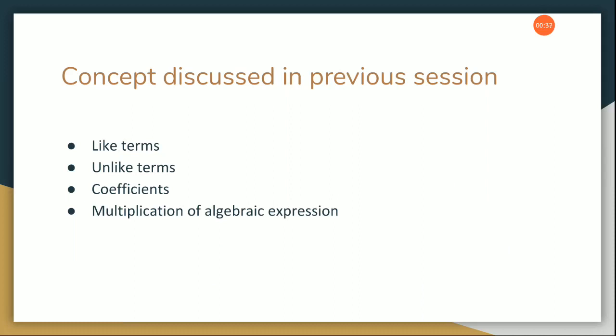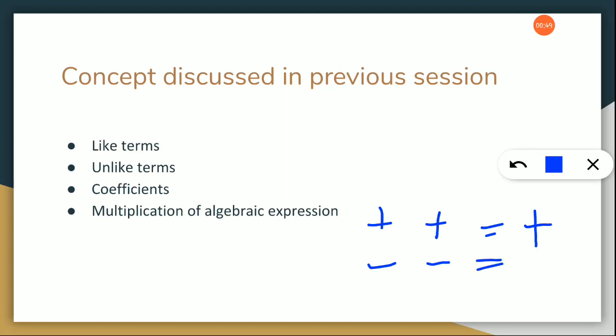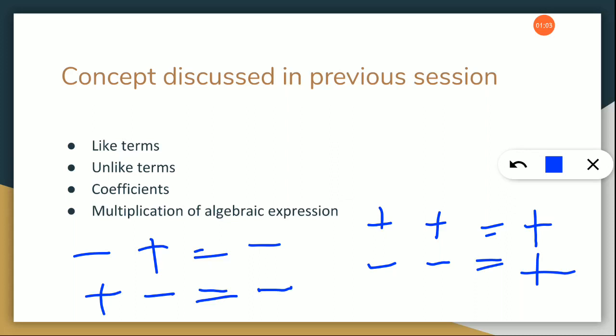Next we discussed multiplication of algebraic expressions. There were certain rules. Today let us see the rules as well. When two positive signs are multiplied, the answer is a plus sign. When two negative signs are multiplied, the answer is again a plus sign. When unlike signs are multiplied, what will happen? The answer will be negative. Plus into minus will give you minus only. If the signs are the same and multiplied, the answer is plus. If the signs are different and multiplied, the answer is minus.